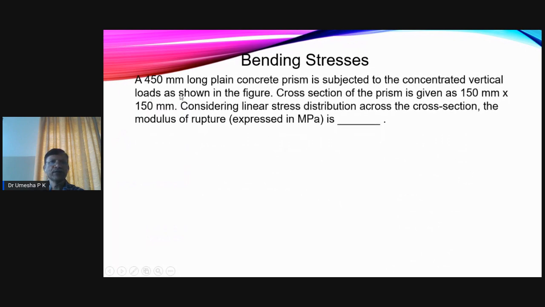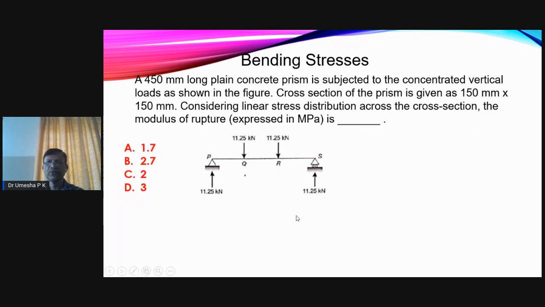A 450 long plain concrete prism is subjected to a concentrated vertical load as shown in the figure. The cross section of the prism is given as 150 by 150. Considering the linear stress distribution across the cross section, the modulus of rupture in MPa is what? They have given different options. We should know that one. This is given in the formula. So this is the length, 450 is the length of the beam.